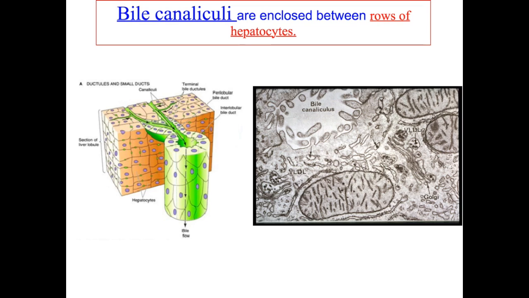In this picture, you will see that this liver cell is full of mitochondria here, and it shows towards the side of the bile canaliculus short microvilli. These microvilli are short, and the microvilli towards the blood sinusoid are long.